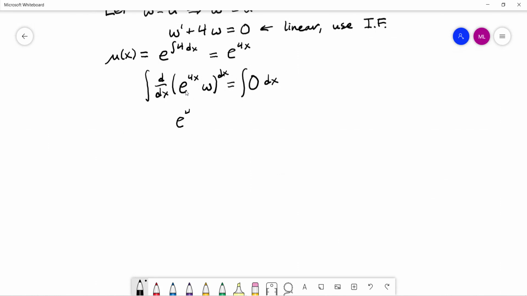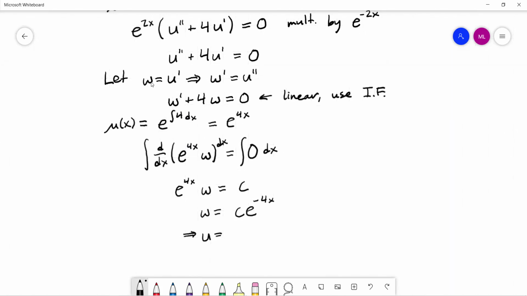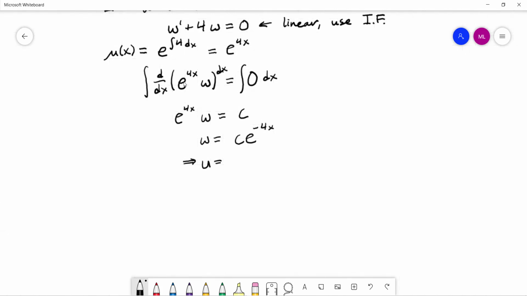We will get e to the 4x times w equals some constant, and therefore w equals ce to the negative 4x. But again, that's just what w is. If this is what w is, what is u? Well, according to our relationship right here, the derivative of u is w, so to find u itself, I need to integrate both sides of this. So we need to integrate our w in order to get u. So it's the integral of ce to the negative 4x dx.